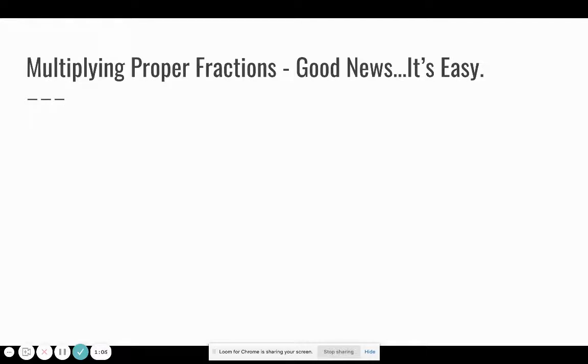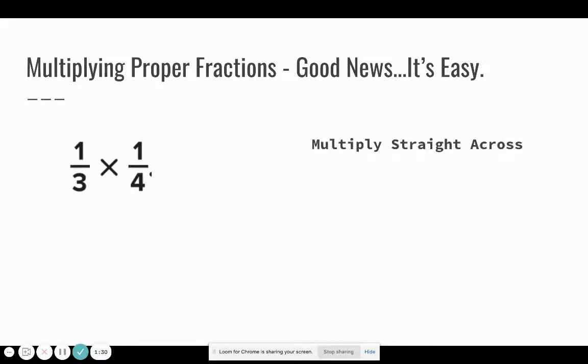All right, good news. Multiplying proper fractions is easy. If you remember me telling you when we first started this unit, adding and subtracting fractions is actually the hardest operations. Multiplying is the easiest operation. So let's jump right in. Here's a fraction, 1/3 times 1/4. It could not be easier. Multiply straight across. You don't have to have a common denominator. It doesn't matter if the denominators, the bottom numbers, are different or the same. All you do with proper fractions is multiply straight across.